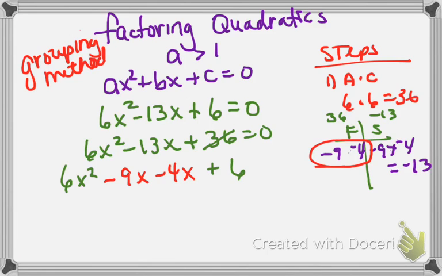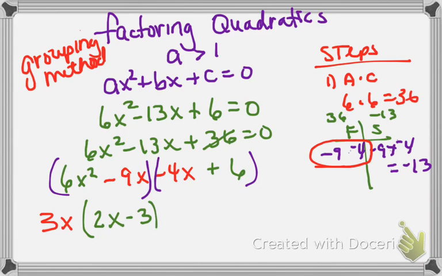Alright, so now I'm going to group these. So I'm going to group them like this, and I'm going to group these over here. I want to find out what they have in common, so I'm going to use red for example. So in the first group, I'm going to try to see what they have in common and divide that out. I can take a 3 and an x out of both of those. And when I do, I get 2x, because 3 times 2 is 6, x times x is x squared. 3 goes into 9, negative 3 times, and x is there.